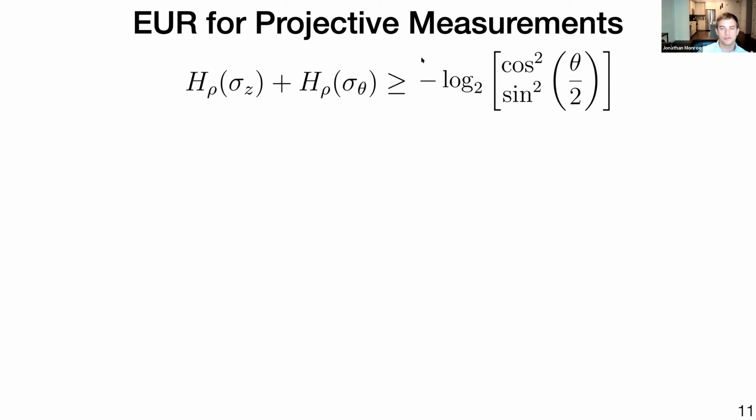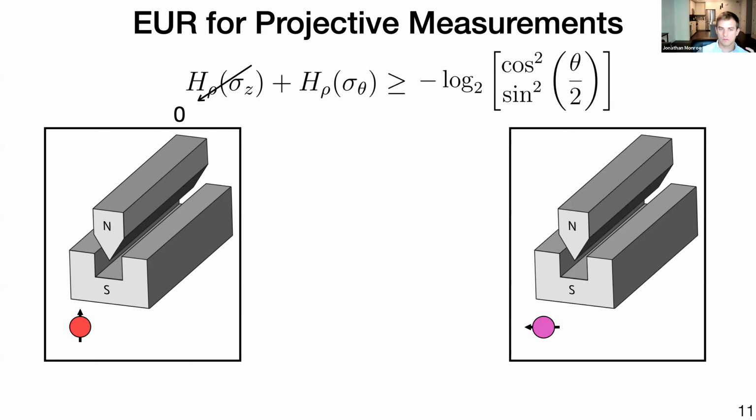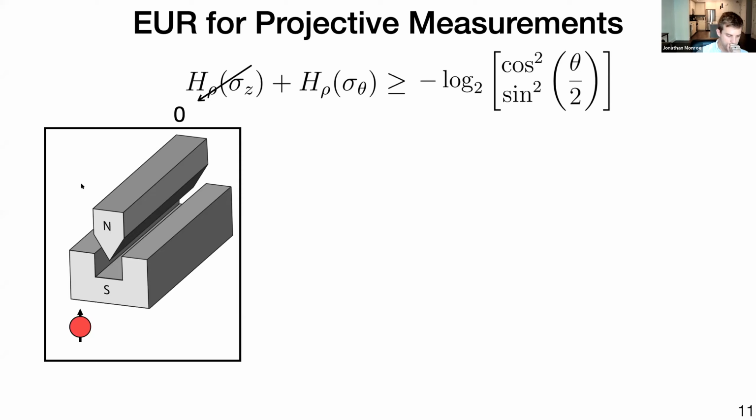So in the case of simple projective measurements, we can derive this uncertainty relation between sigma z and some sigma theta, which is a linear combination of sigma z and sigma x. And so when I started the talk, I was describing these measurements of a spin up in a Stern-Gerlach, again pointed up. And so this measurement configuration has zero entropy. There's no uncertainty about what a spin up particle will result in.